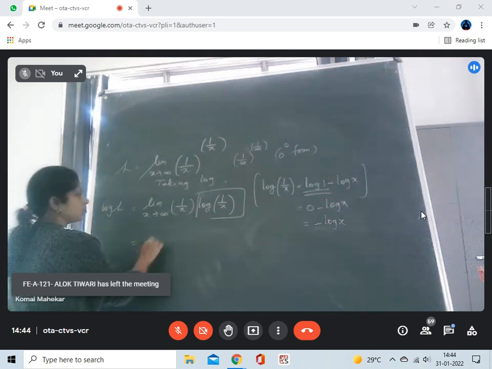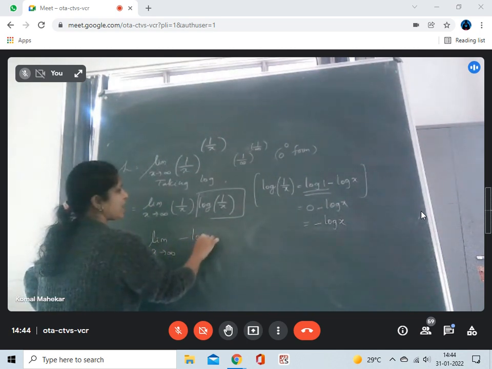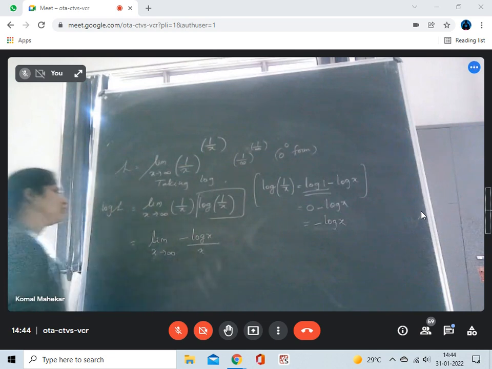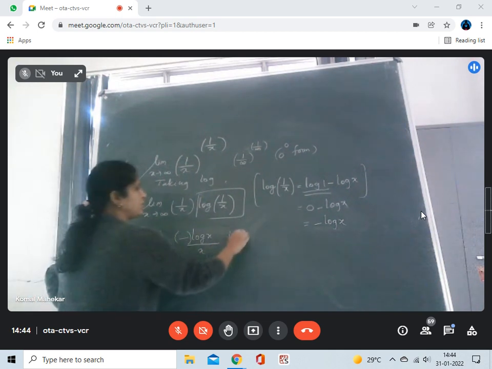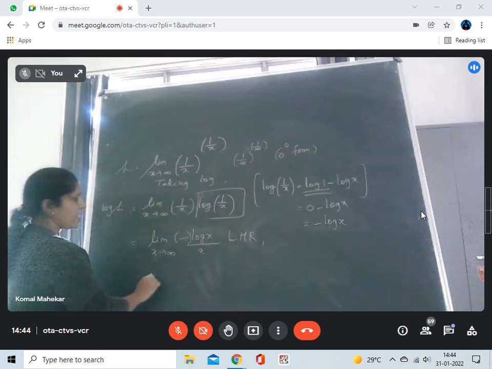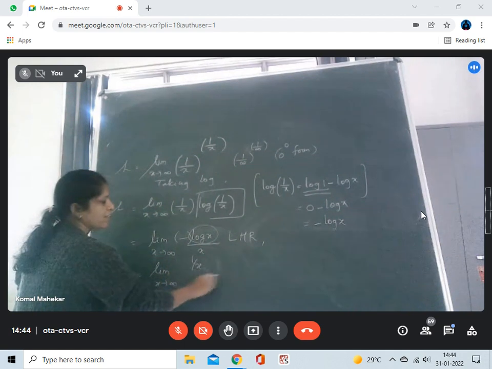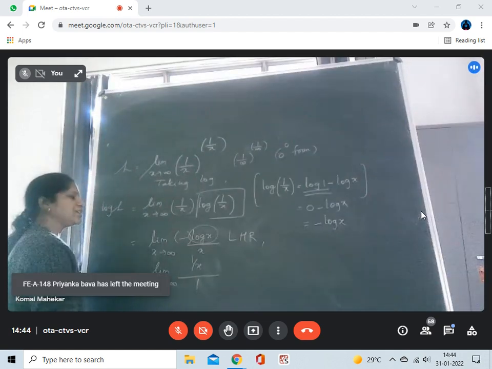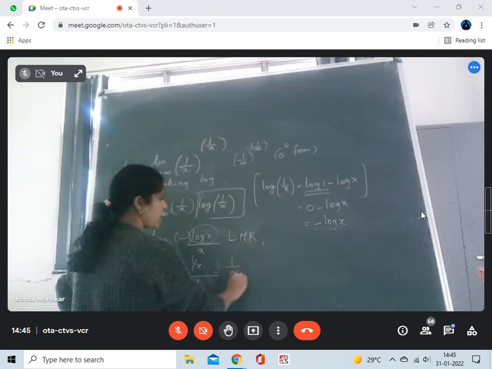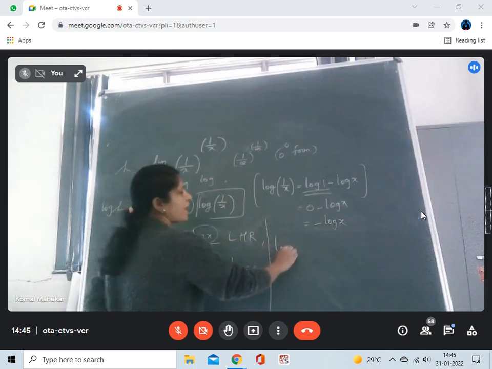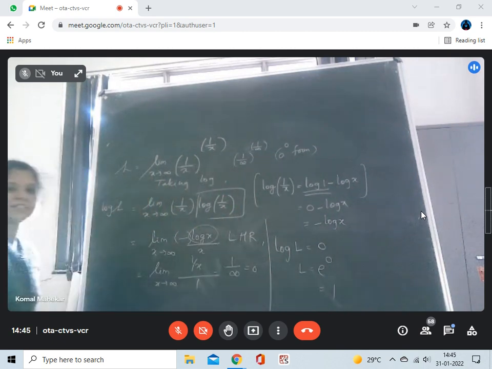Now this can be solved. So this is limit x tends to infinity of minus log of x divided by x. Now you can apply L'Hospital rule here, as this is in infinity by infinity form. Applying L'Hospital rule, the derivative of log x is 1 by x, divided by the derivative of x, which is 1. If you put x is equal to infinity, this becomes 1 by infinity, that is 0. So we get log of L is equal to 0. So L will be e raised to 0 and that is 1. So again the answer is 1.